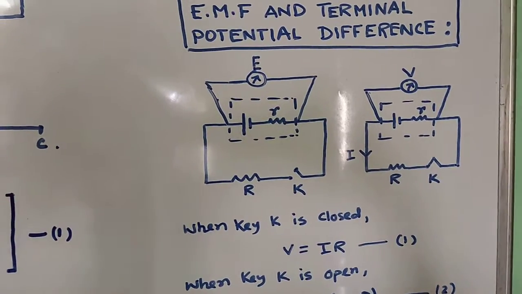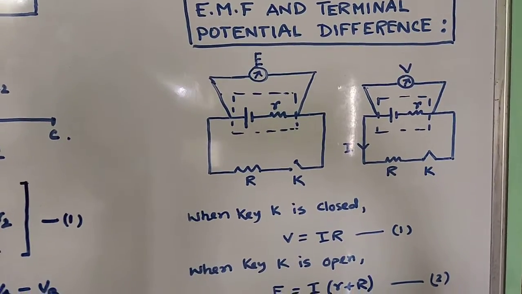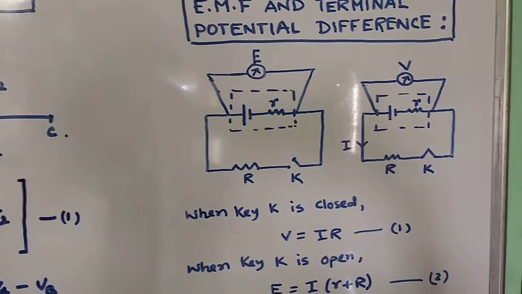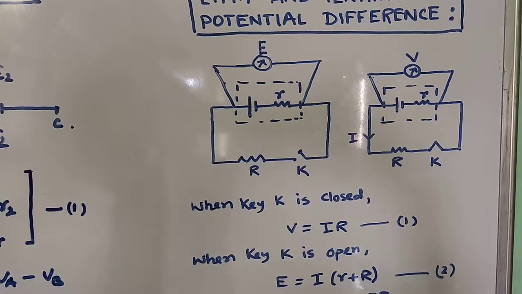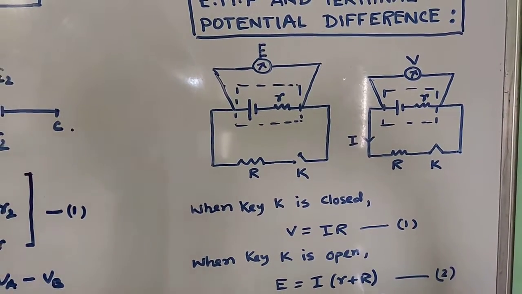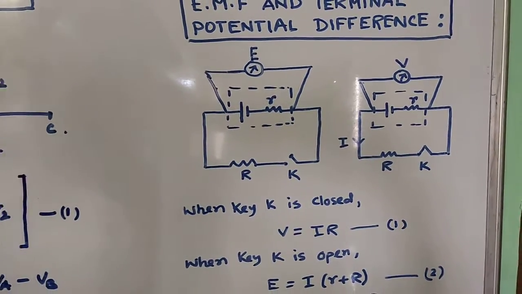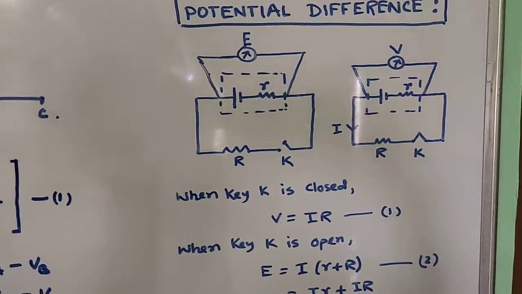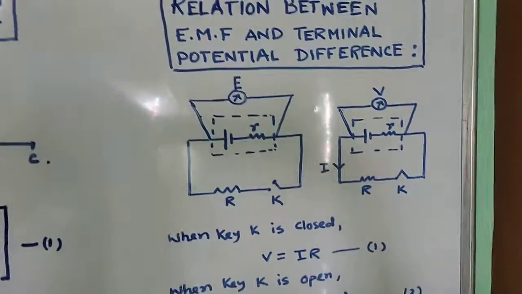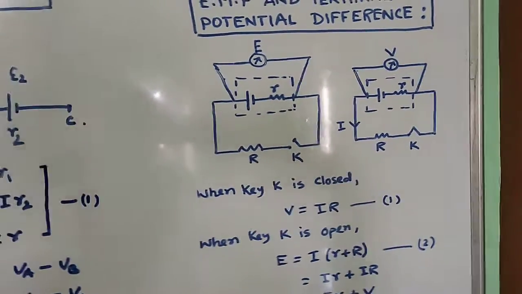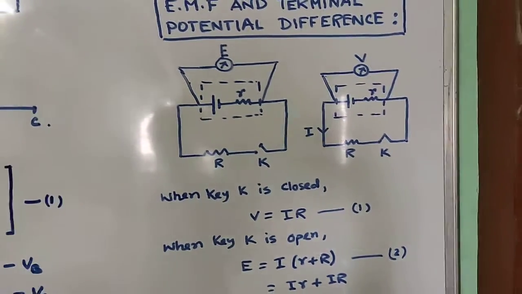Now when key K is closed, the equation which we can write is V equal to IR. So you see V is the voltage given by the voltmeter, and I is the current, so the expression is V equal to IR. Now when key K is open, what will happen? Try to understand the equation. When the key is open, no current is flowing, is it not? So how is equation 2 possible?